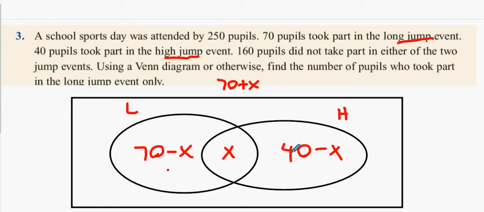160 pupils did not take part in either of the 2 jump events. So what do we have out here? 160. Can anybody tell me what the 3 circles should add up to then? They shouldn't add up to 250. 90. They should add up to 90. Danny, how did you get 90? Because 250 take away 160 is 90. Yeah. If 160 of them didn't do the sports, that means 90 of them did. So these 3 circles added together should equal 90.